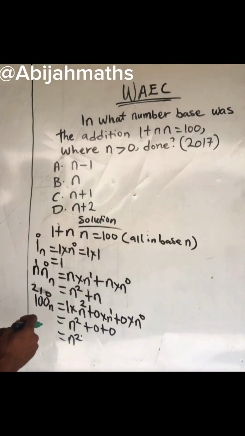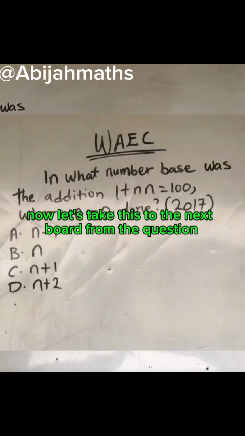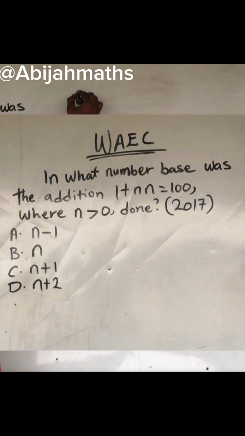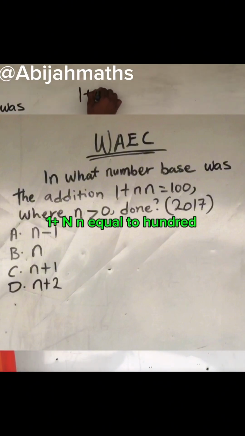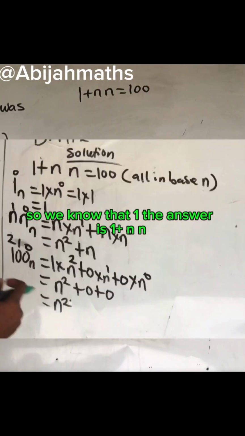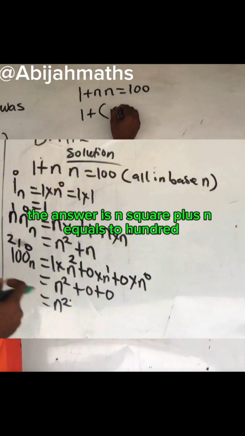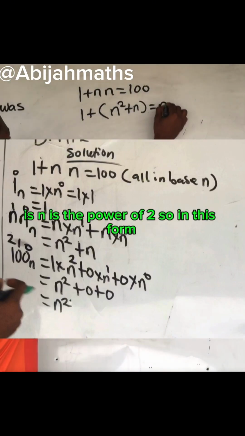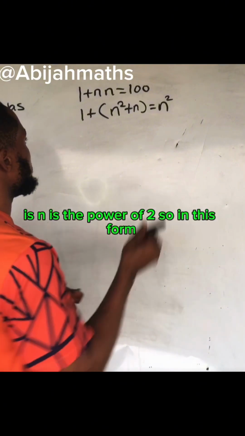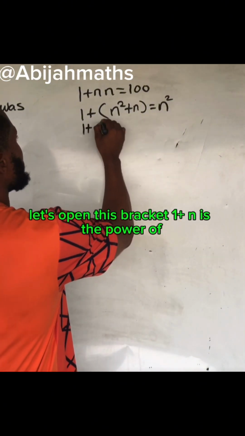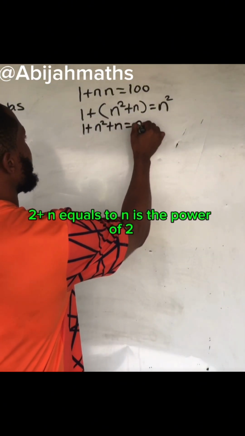Okay? And let's take this to the next one. From the question, we have 1 plus n equal to 100. So we know that the answer is 1 plus n, the answer is n squared plus n, equal to 100, which is n raised to the power of 2. So in this form, let's open this bracket: 1 plus n raised to the power of 2 plus n equals n raised to the power of 2.